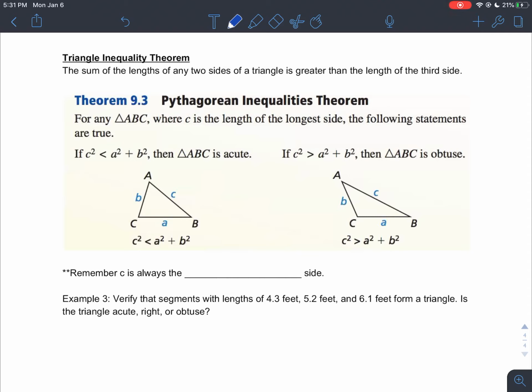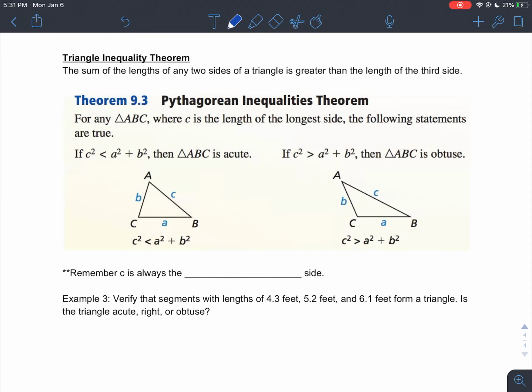The triangle inequality theorem says the sum of the lengths of any two sides of a triangle is greater than the third side. So what does the word sum mean? Sum means the answer you get when you add two numbers together. So if you add two sides together, it's going to be longer than the third side. That's what the triangle inequality theorem says.